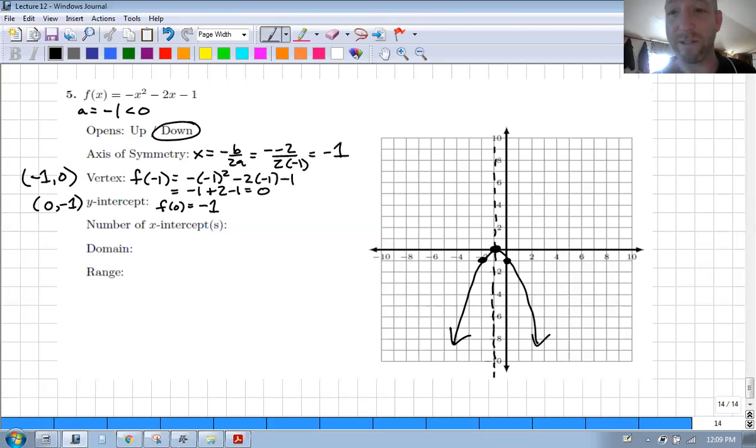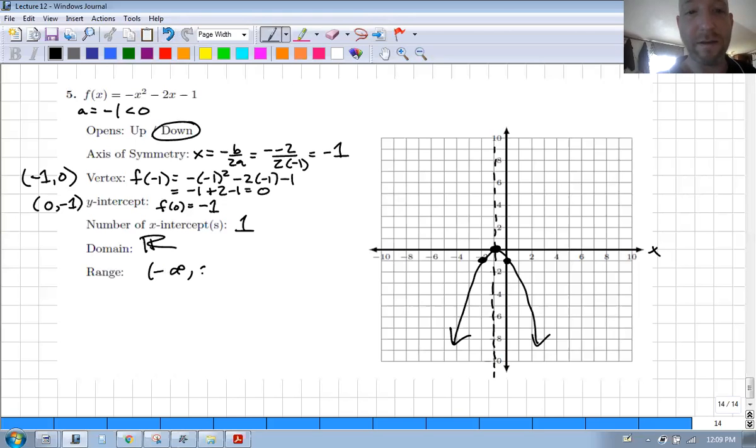The number of x-intercepts, since the vertex is on the x-axis, there's only one x-intercept right there on the vertex. The domain, all real numbers, because the arrows do go infinitely to the right and infinitely to the left. The range is your y values. We're starting off here at 0. I guess I should do it this way.